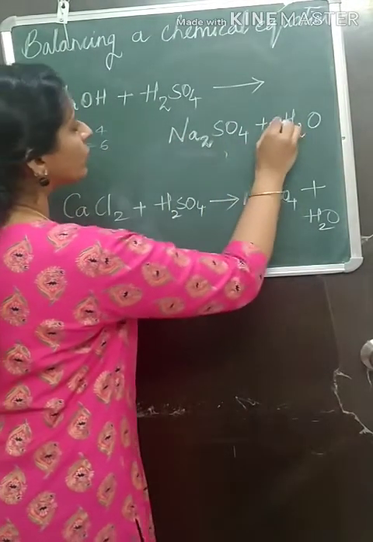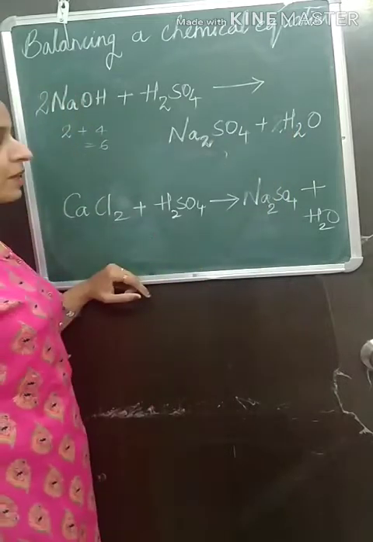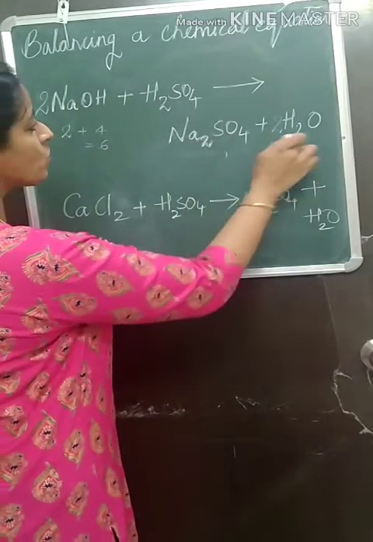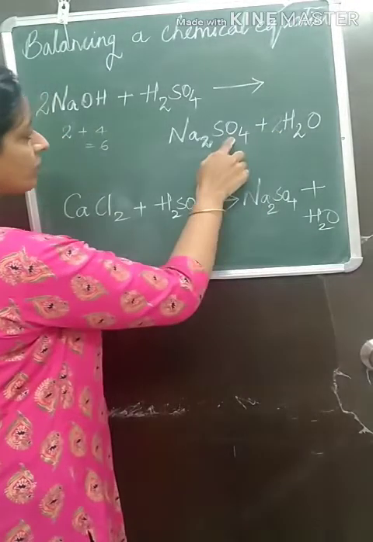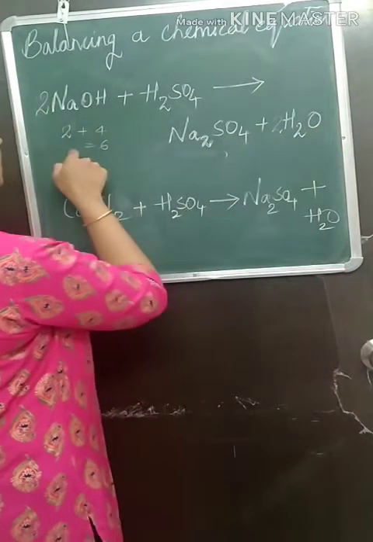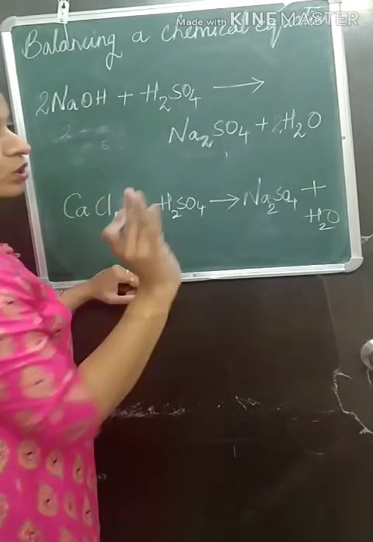No. So what we will do? We will try to put a 2 here. Now just see 4 plus 2, 6. 4 oxygen plus 2, 6. 6 on the reactant also. So oxygen is happy now.